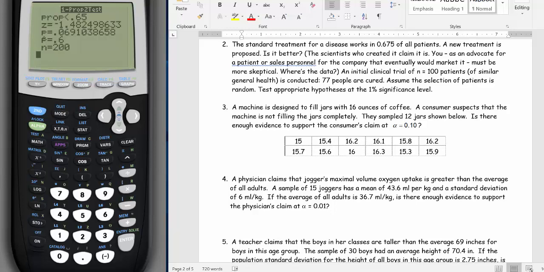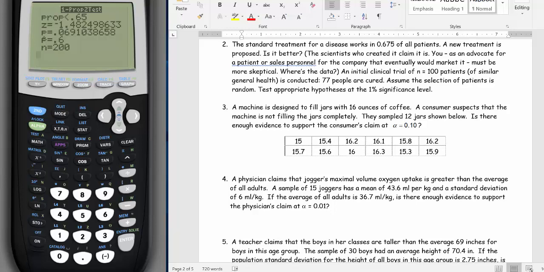You, as an advocate for a patient or sales personnel for the company that eventually would market it, must be more skeptical. Where is the data? An initial clinical trial of n equals 100 patients of similar general health is conducted. 77 people are cured. Assume that the selection of patients is random. Test appropriate hypotheses at the 1% significance level.